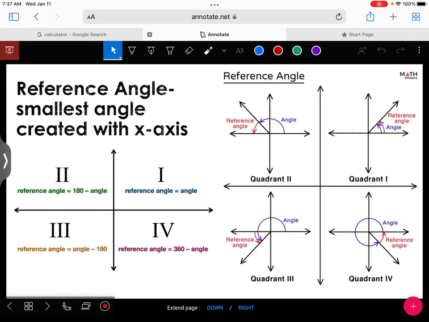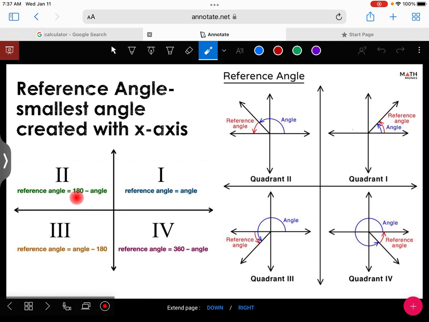So a reference angle is the smallest angle that you can create with the x-axis. When we look at these diagrams, I like both of them, which is why I used them both. Depending on which quadrant you're in, the way you're going to approach it is different. So any angle in quadrant 1 is also going to be your reference angle.